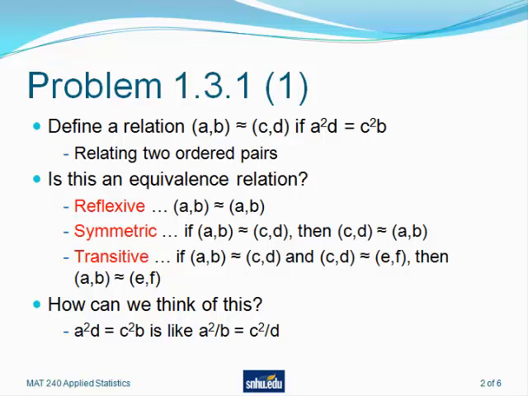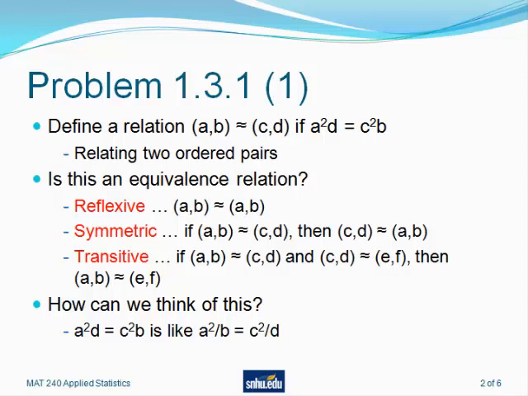These we have to prove because it's not immediately obvious that they hold from the equation that defines the relation. Then we have to show that it's transitive. If AB is equivalent to CD and CD is equivalent to EF, then the first one, AB, is equivalent to EF, the last one.